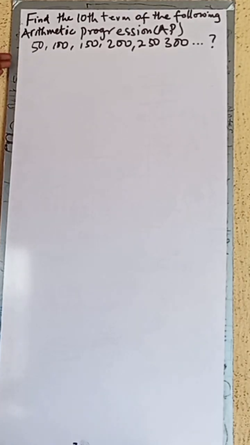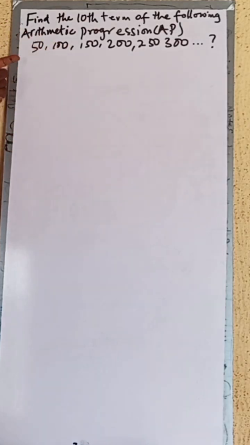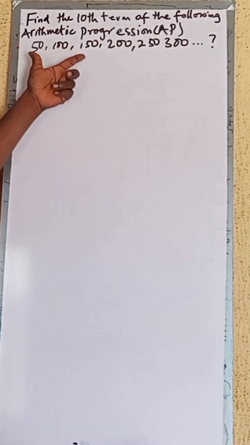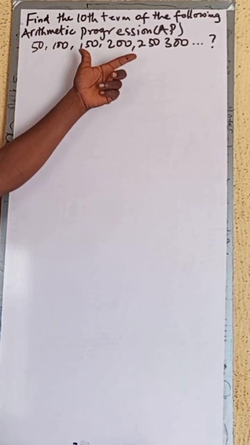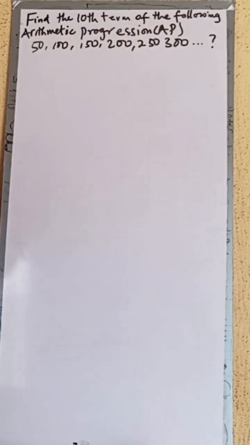All right. So if you look at the question on the board, it is quite simple. Find the 10th term of the following arithmetic progression, that is AP. You can see the terms. The first number there is 50, 100, 150, 200, 250, 300. So what is the 10th term? That is a simple question.